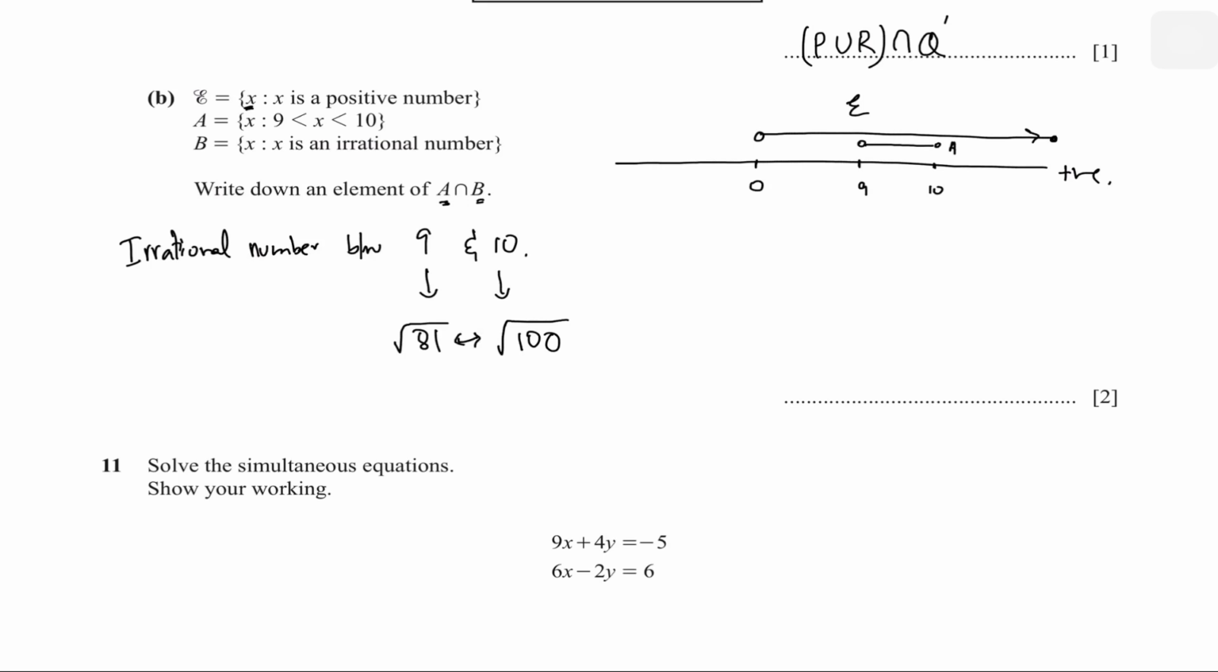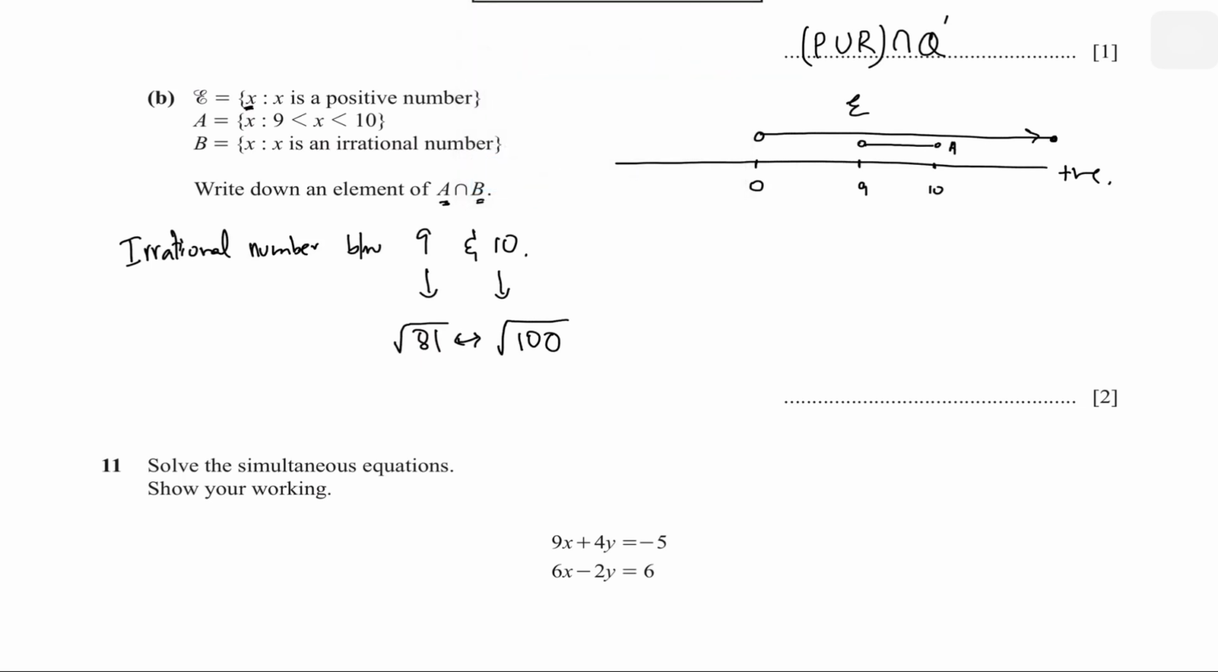Why? Because they're not going to be perfect squares, that means you cannot take the square root of them. So we can have anything starting from square root of 82 and going all the way to square root of 99. So we can have multiple answers to this.